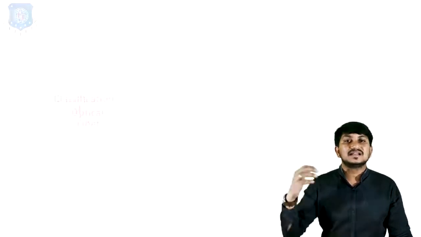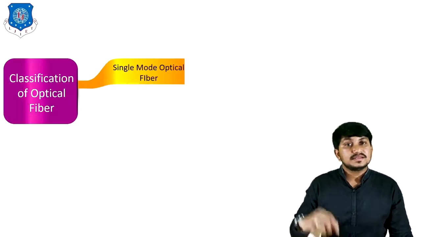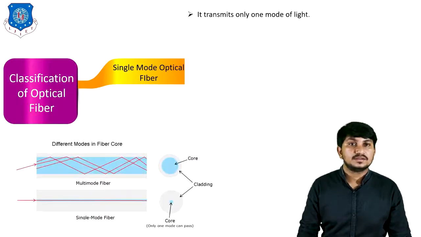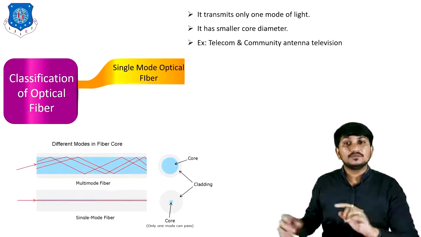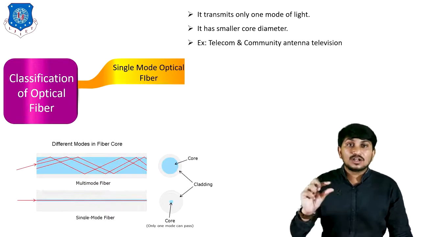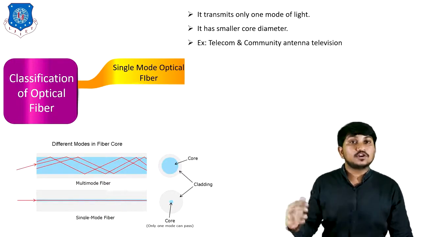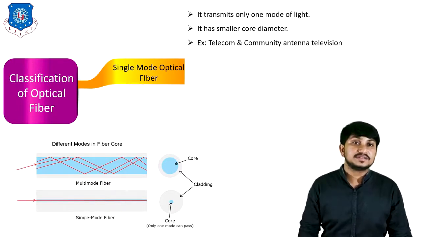Now let's discuss the classification of optical fiber. The first type is single mode optical fiber. It transmits only one mode of light. You can clearly see the single mode optical fiber. It has a smaller core diameter. Examples of single mode optical fiber are telecom and community antenna television.